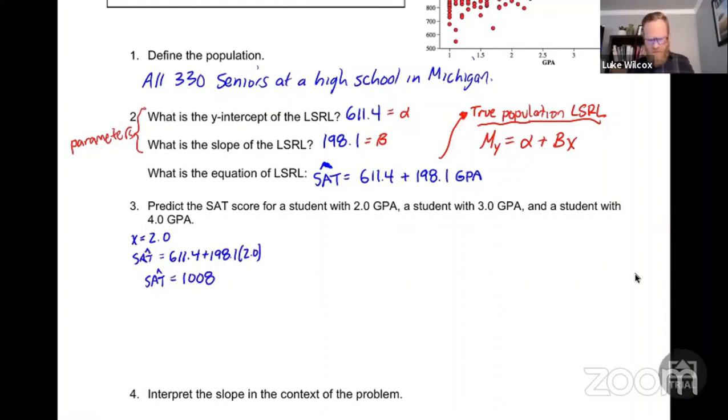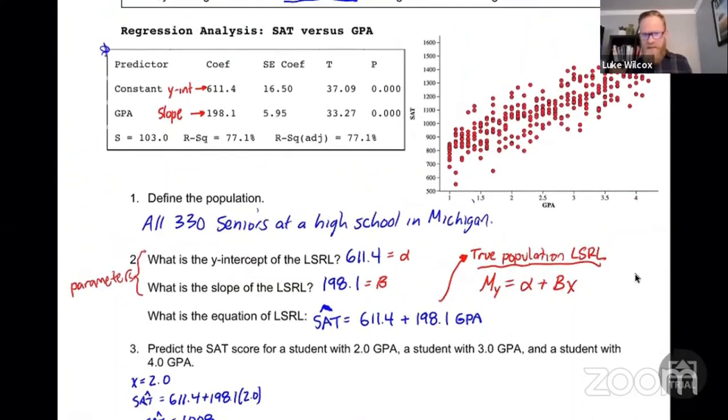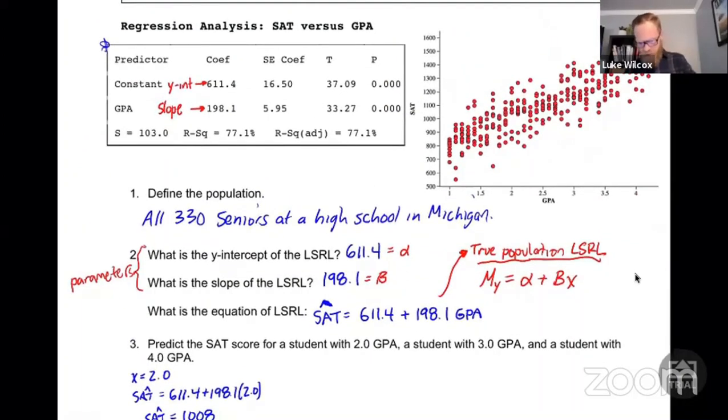But I want to be a little bit careful about this. If you look back at the scatter plot on the top of the page there, and you find our X value right here, this is an X value of 2.0 GPA. If I go up to the data, what you're going to realize is that there's not just one student that has a 2.0 GPA. In a large school like this, you're going to have quite a few students that have a GPA of 2.0. And each one of them might have a slightly different SAT score. We see some variability in the SAT scores for that particular GPA.